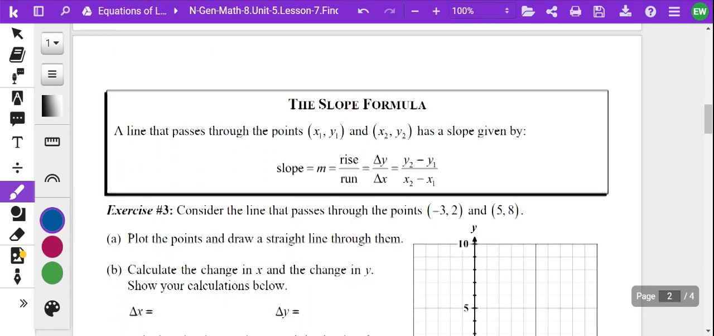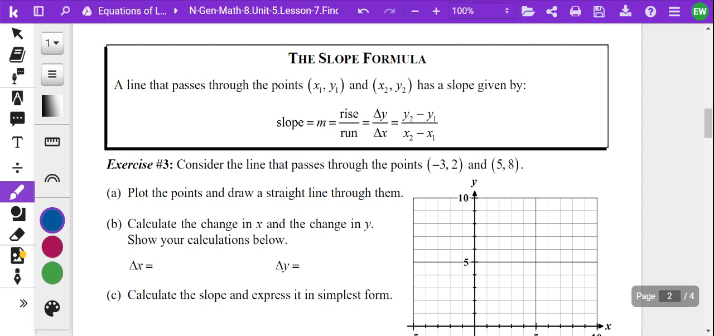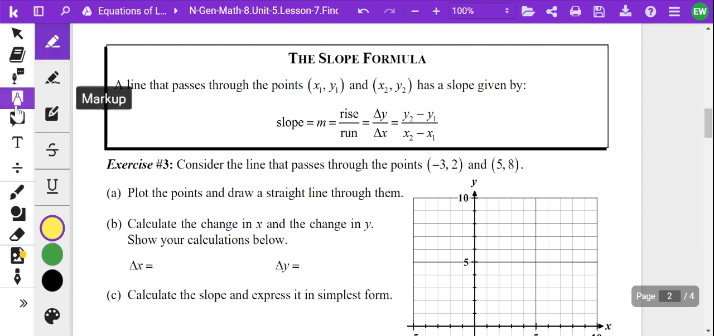All right, we're going to go to the back, and we're going to learn about something called the slope formula, which is what we just did, so you don't really have to be scared about it, because you just did it. A line that passes through the points (x1, y1) and (x2, y2). These are two unique points. They're two different points on the line, okay? It has a slope given by rise over run, which is the change in y over the change in x.